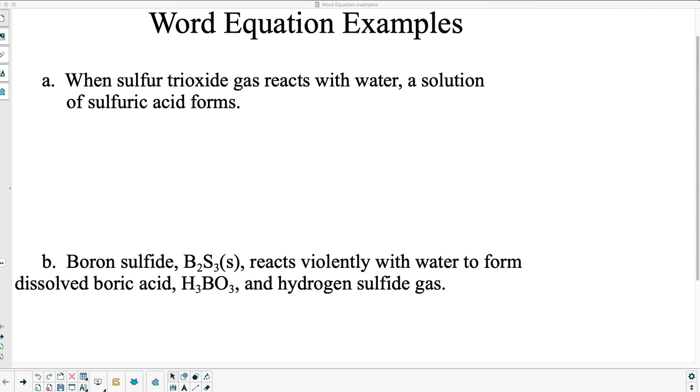Hey class, this is the screencast for the word equation examples. If you take a look on the assignment, I have a list of 3 steps for you. If I can summarize them.